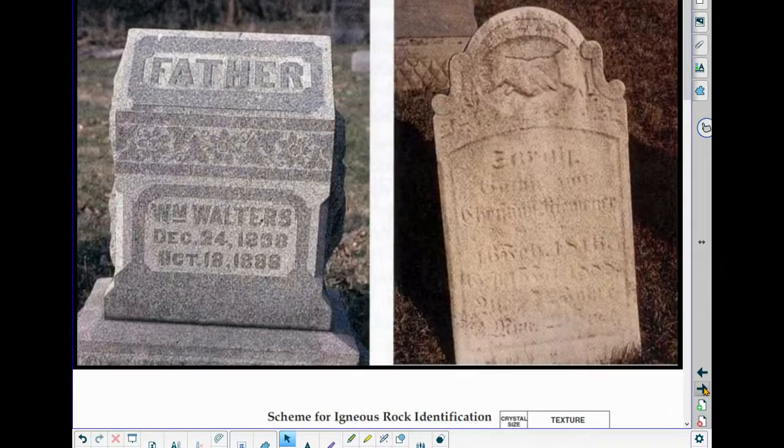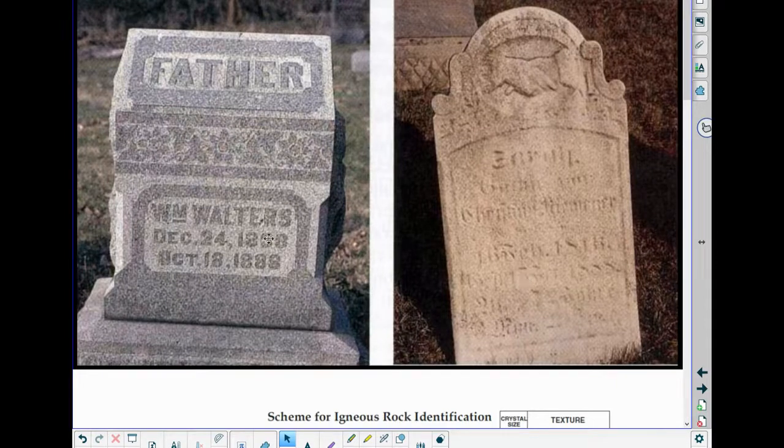We could also see this on gravestones. Both of these gravestones were erected in 1888. So here you could see October 18th, 1888, William Mathers. Over here, a little bit difficult to read, but over here you might be able to make out 1888. The one on the right has been weathered much more than the one on the left, and that's because of what it is made out of.